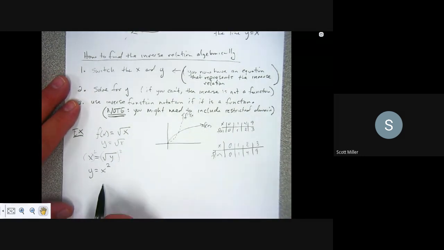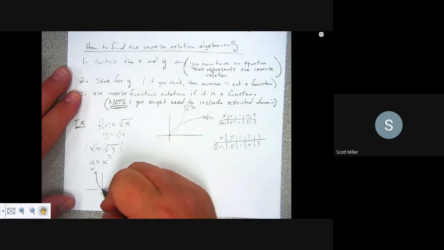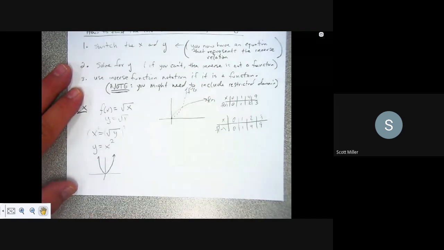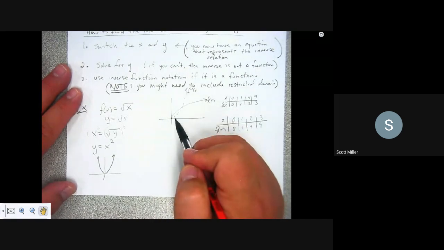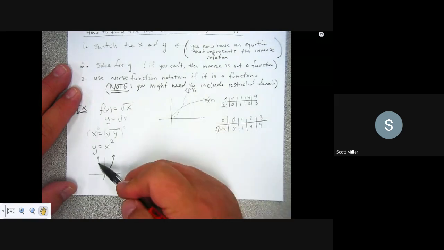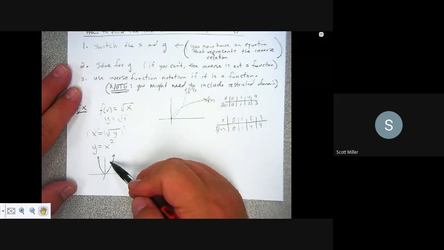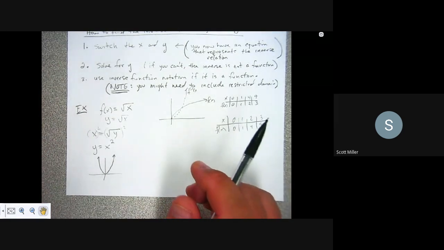Okay, but now, what is this? If I graph this, it is the parabola x squared. But the dotted line is only this piece, correct? Whereas this, which is supposed to be that, has two branches, two sides, doesn't it? That's the restriction. That's where that domain and range thing came from.